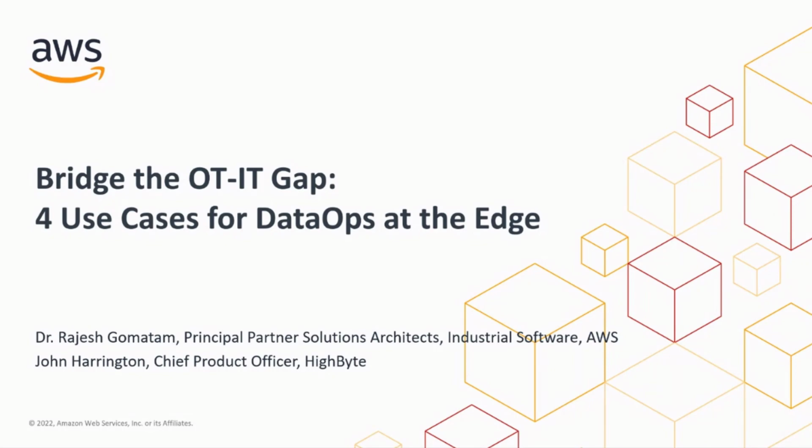That said, my name is Rajesh Gamatam. I'm a Principal Partner Solutions Architect for Industrial Software at AWS, and I'm joined today in this session by John Harrington, Chief Product Officer at HighByte. John, would you like to introduce yourself?